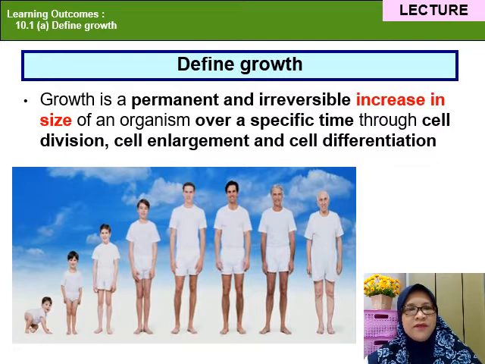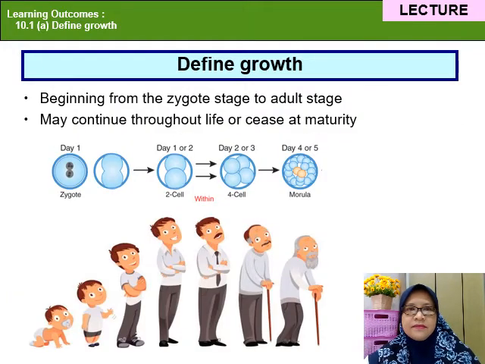While cell differentiation is when cells which are less specialized become more specialized by certain modifications and changes in the cell. The process of growth begins from the zygote stage to the adult stage, and the process may continue throughout life or cease at maturity.